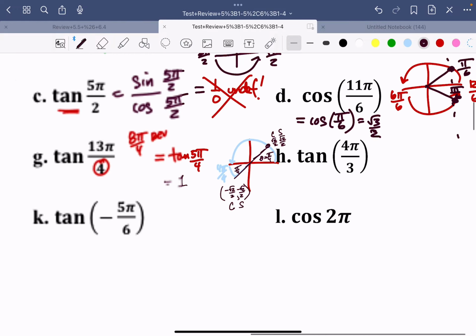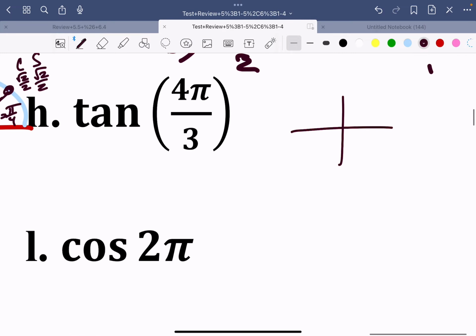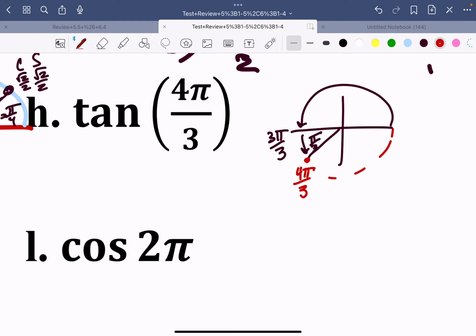Tangent of 4 pi over 3. So here, if we stop, that's going to be 3 pi over 3, also known as pi. So I have to go one more pi over 3 to get out here to 4 pi over 3 for this dot on the unit circle. So you're going to go back this way, and you have a theta reference of pi over 3. Well, for pi over 3, the cosine is 1/2, and the sine is the square root of 3 over 2.